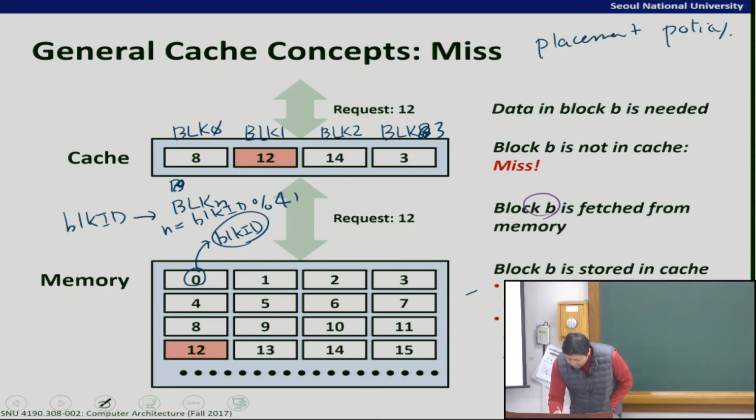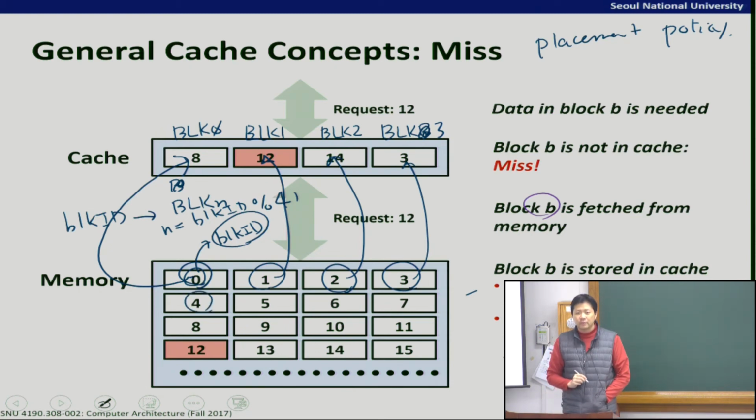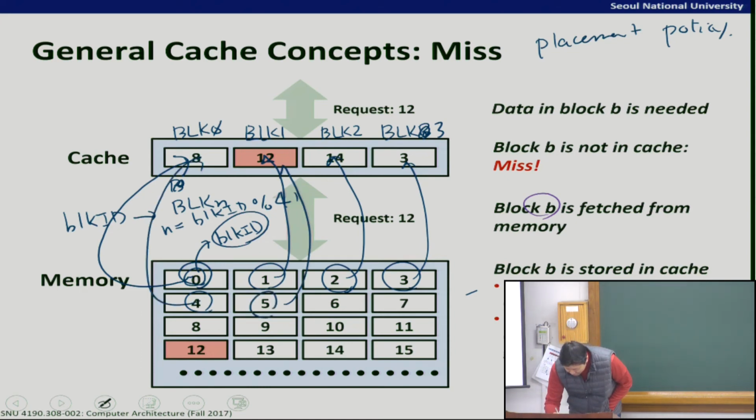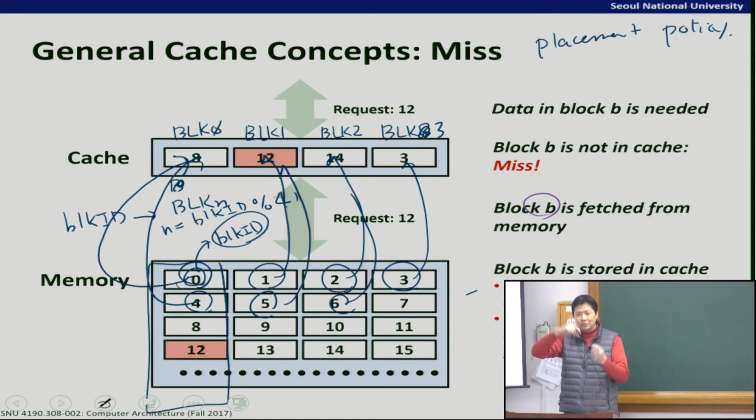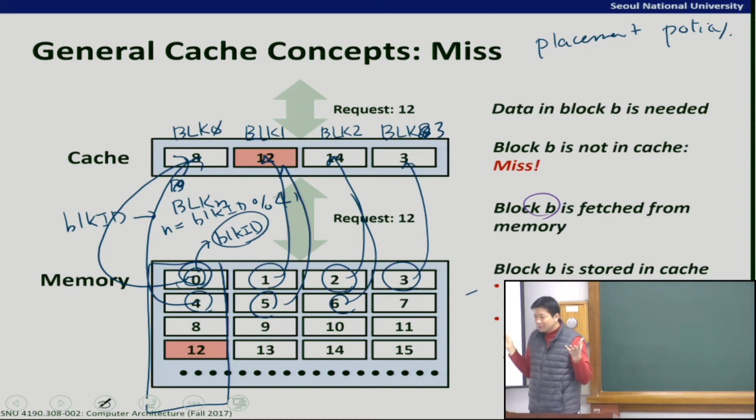So in this case, block 0 can only go to block 0, and block 1 can always go to block 1. Block 2 will always go to block 2, and block 3 will always go to block 3. What about block 4? Where should this one go in the cache? Block 0 again, right? So this one can only go to here, this one can only go to here, this one can only go to here. In other words, all of the blocks in column 0 will go to block 0, and column 1 will go to block 1, and so on, right? The problem is, conflict miss looks like this.